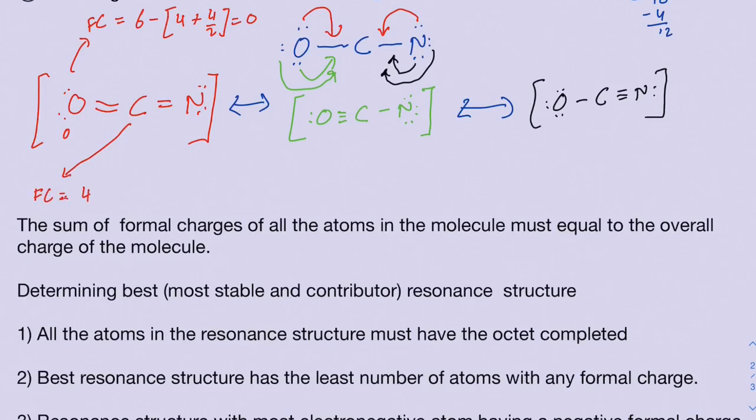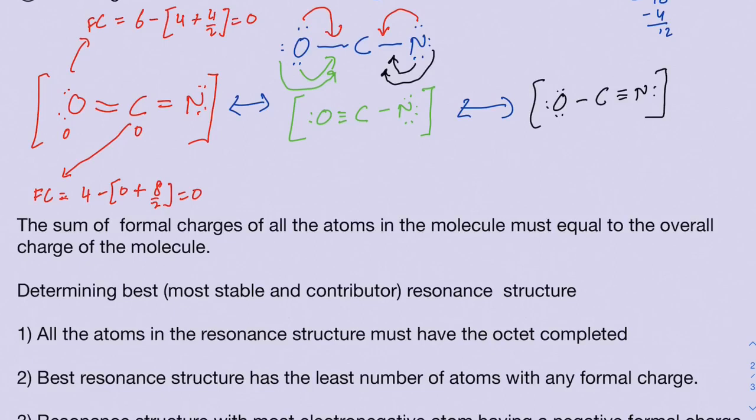Carbon has 4 valence electrons minus how many lone pair electrons on carbon? None. There's no lone pair on the carbon, so 0 plus how many bonding electrons on carbon now? Well, there's 4 bonds around carbon, so that means that's going to give you a total of 8 electrons. So 8 divided by 2, that will give you 0 as well. So that's going to be a 0 formal charge here.